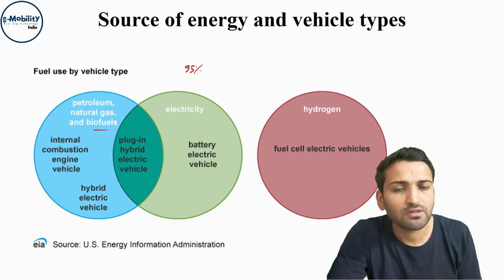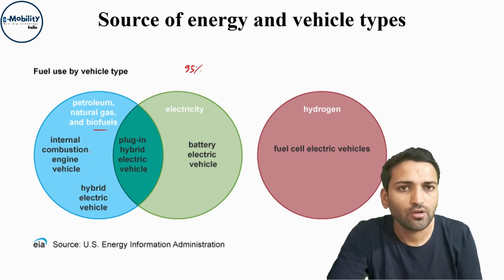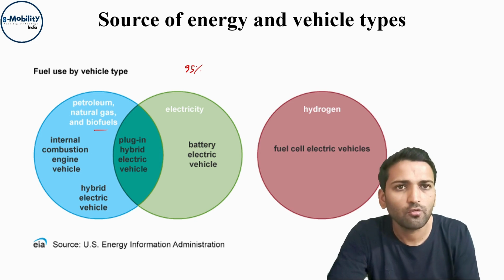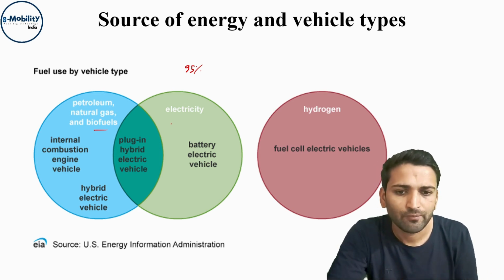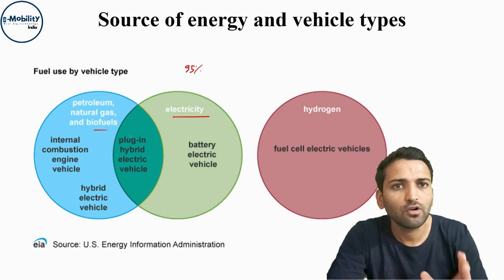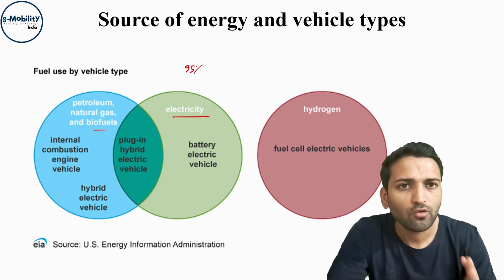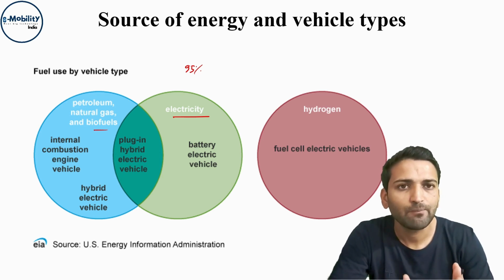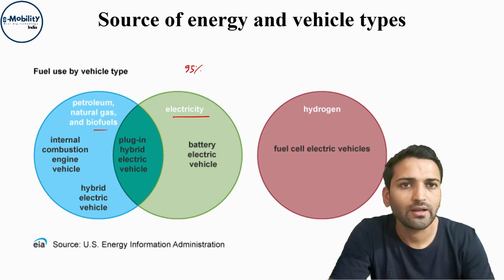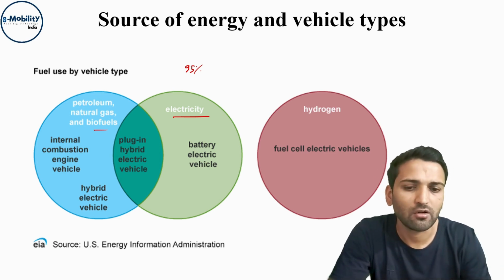So an internal combustion engine or hybrid electric vehicle uses two forms of energy. Which forms of energy? One comes from natural resources like petroleum, and the other comes from electricity. This common part is known as the region for hybrid electric vehicles. So what is a hybrid electric vehicle? A hybrid electric vehicle is a vehicle which uses both of these energies. It can use petrol or diesel, and it can also use electrical energy from a battery.